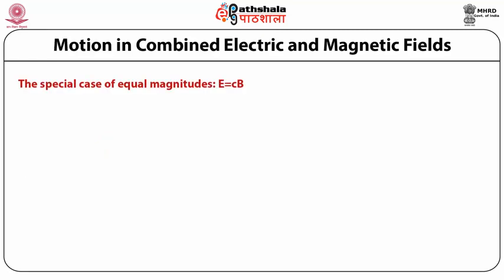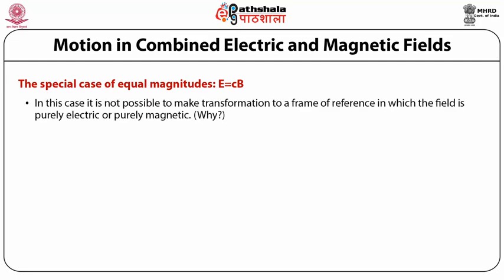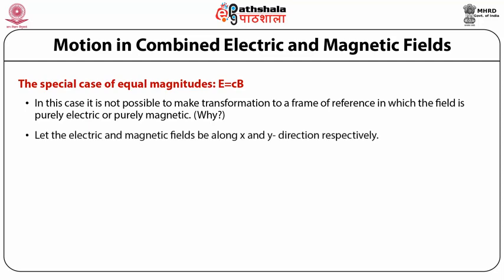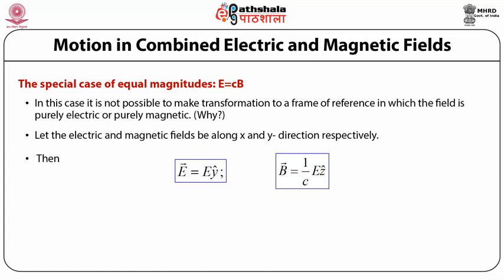Now the special case of equal magnitudes, that is E equals cB. In this case, it is not possible to make a transformation to a frame of reference in which the field is purely electric or purely magnetic. Let the magnetic field B be in the z direction and the electric field E be in the y direction. The magnitude of the electric field is denoted by E. Then E equals E y cap.